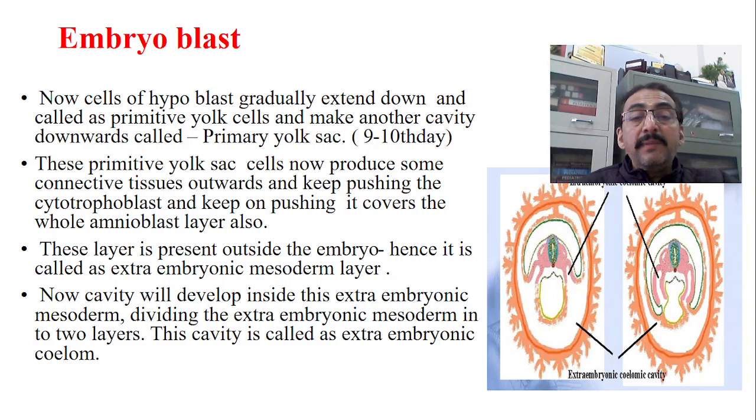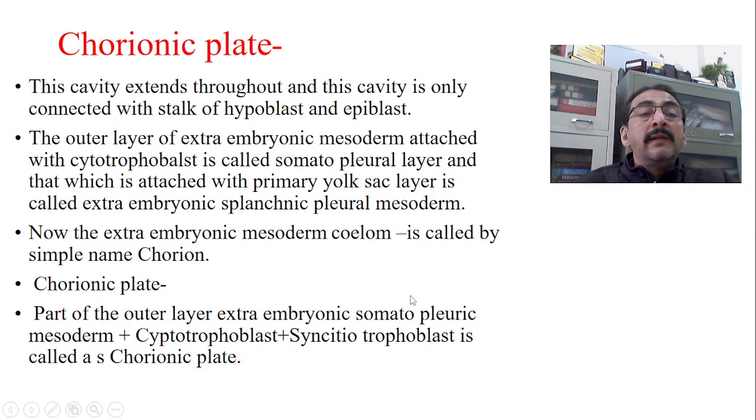Now a cavity will develop inside this extra embryonic mesoderm also, dividing the extra embryonic mesoderm into two layers. This cavity is called the extra embryonic coelom, as it is shown. So this is the intra embryonic coelomic cavity, and this is the extra embryonic coelomic cavity. The cavity extends throughout, and this cavity is now only connected with the stalk of the hypoblast and epiblast.